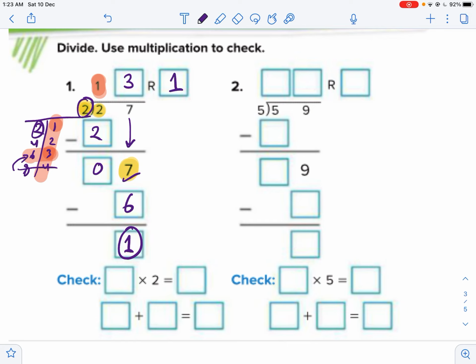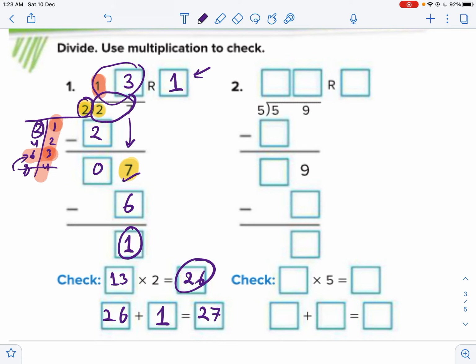So to check, we will take our answer that we have now, which is what? The 13. 13 multiplied by 2 equals 26, I'm sorry, I said 27, I'm sorry. We will take the 26, we will add to that the remainder, which is 1. So we will get 27, and here it is, the 27 that we started with. Then let's move on to the next question.